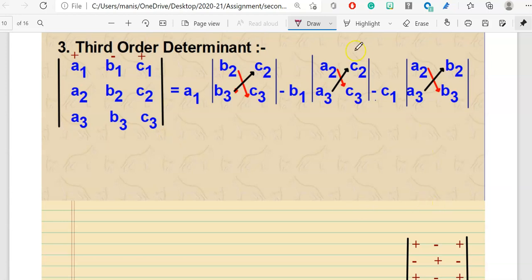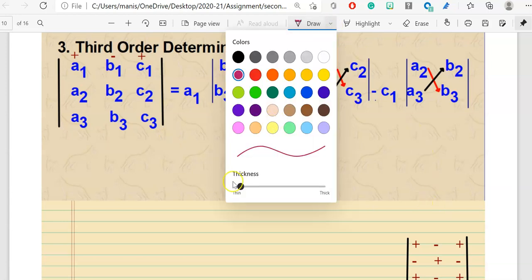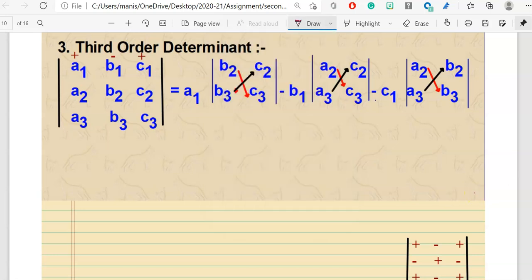Third order determinant. So we will learn about third order determinant over here. Please take the notes, whatever you see on your screen, please copy it. In a third order determinant, we have three rows and three columns. So copy this part over here, and I'm explaining it by a different method.